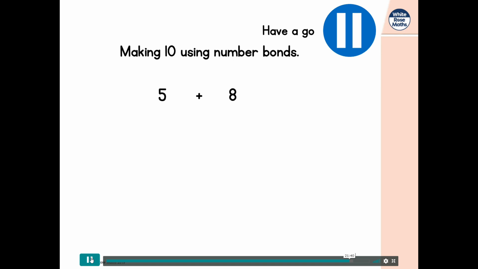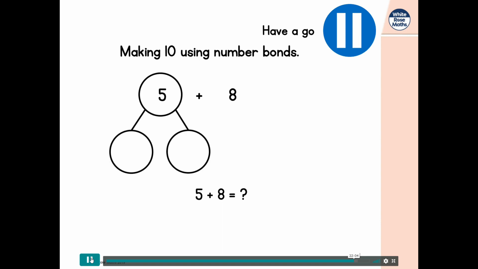Okay, let's take a look. What did you decide to do? I decided I would make my 8 into 10 because it's closest to 10, which means I need to think about 5 plus 8, but the 8 is the number that I'm making 10 with. And that means that I'm partitioning my 5. When I partition it, I need to make sure that one of the parts helps me make my number bond to 10 using 8. So what would I partition 5 into?